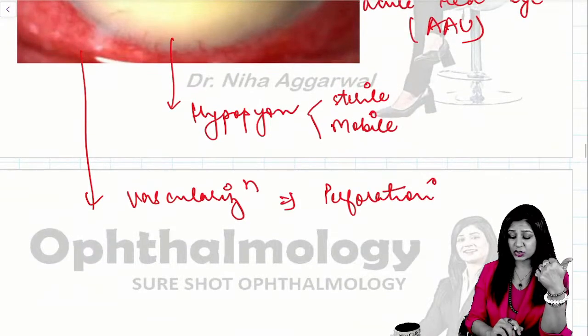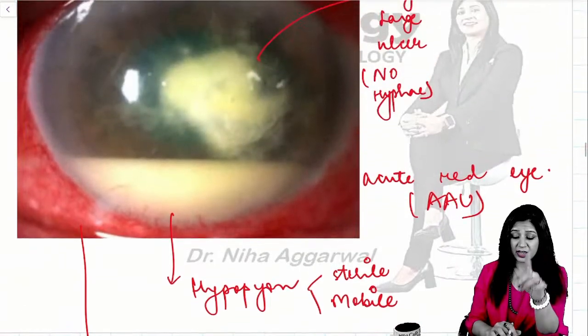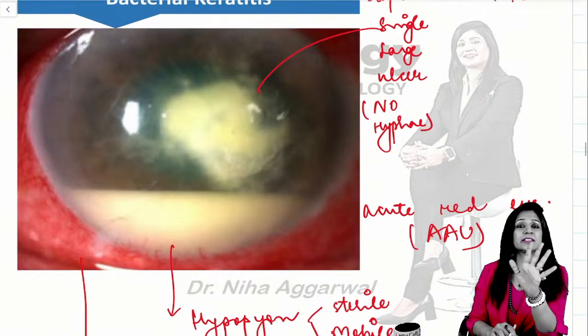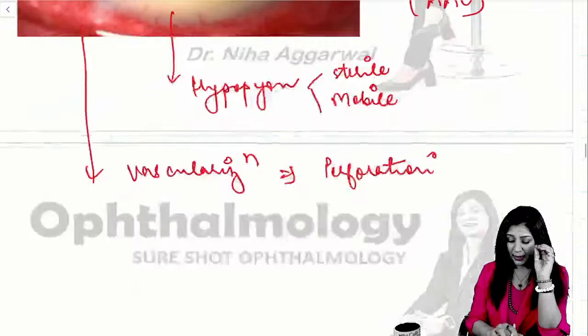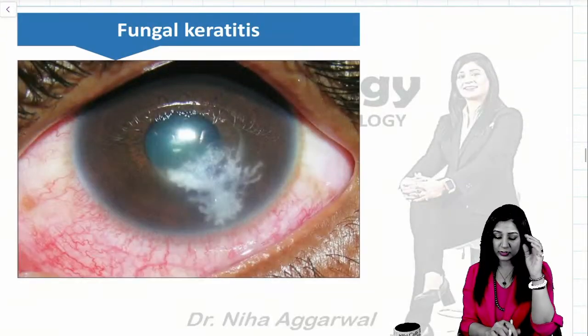If vascularization is there, perforation is there, hypopyon which is sterile, which is mobile, acute red eye is there, acute anterior uveitis is there, single large ulcer is there, all these are the characteristics of bacterial keratitis. While fungal keratitis is exactly the opposite of it.